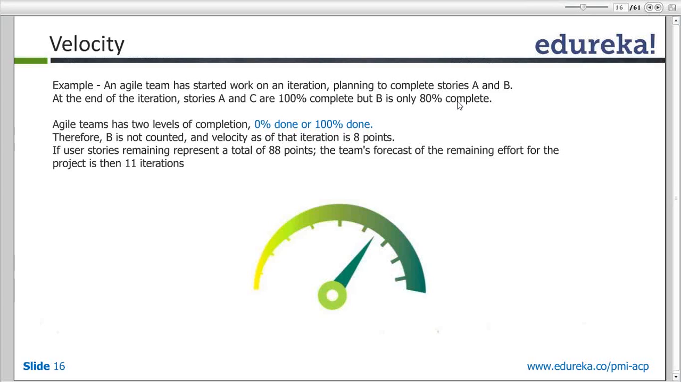And the velocity of that iteration is 8 points, as in the sum of A and C would be 8 points. And if the user stories remaining represent a total of 88 points, then in one iteration I have the ability to complete 8 points. So 88 points means 11 iterations.